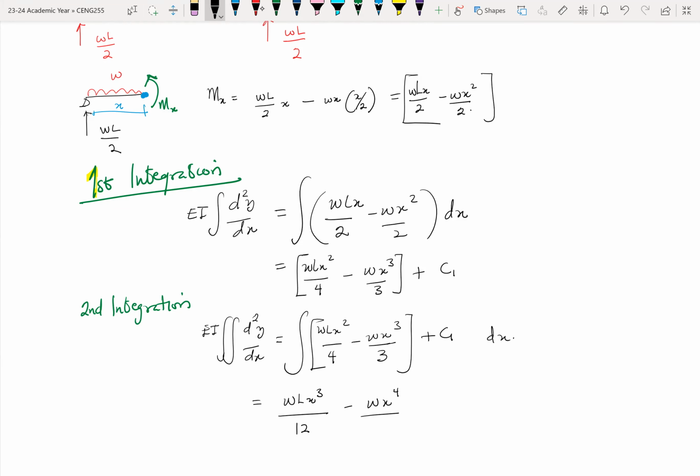I made a mistake somewhere. If I differentiate this, yes, it should be 6 here, and then 24 here. So then this becomes plus C1x plus C2.